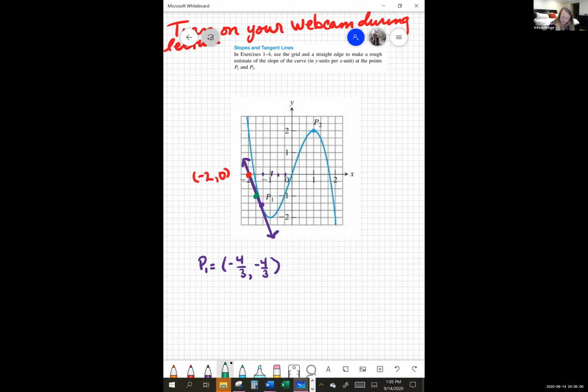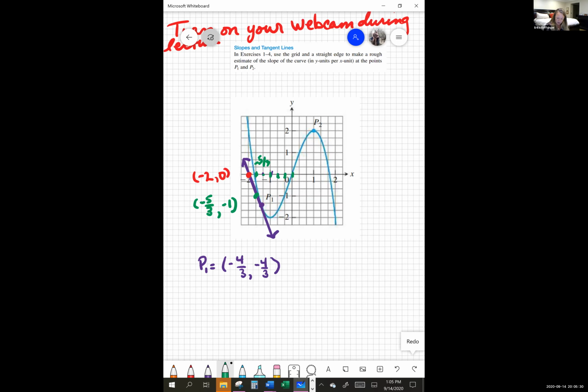Unfortunately, these intervals aren't great. I wish these were in quarters, but they're not. Because here's 0, so this would be a third, two-thirds, negative three-thirds, negative four-thirds. Here, this would be negative five-thirds. So my x value is negative five-thirds.